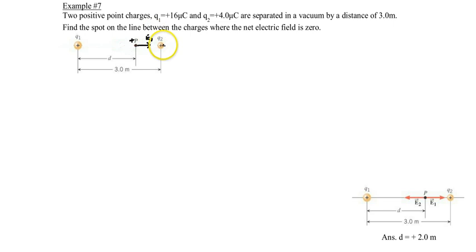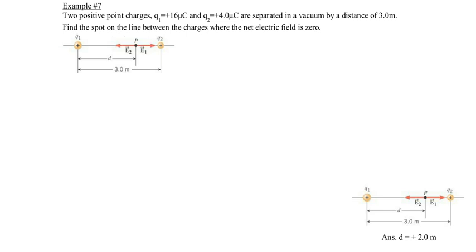And then if we look at Q2, this is a positive charge, and this is positive as well, and they're like charges, they're going to repel. So the force acting on this test charge would be to the left, repelling it away, and we'll call that E sub 2.